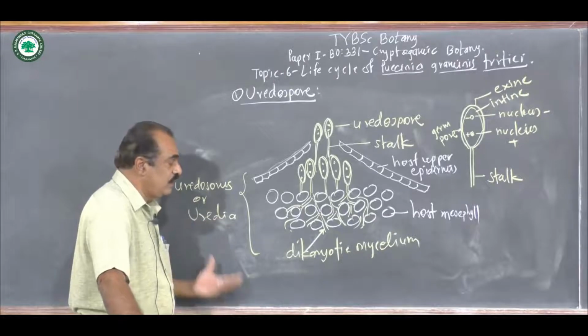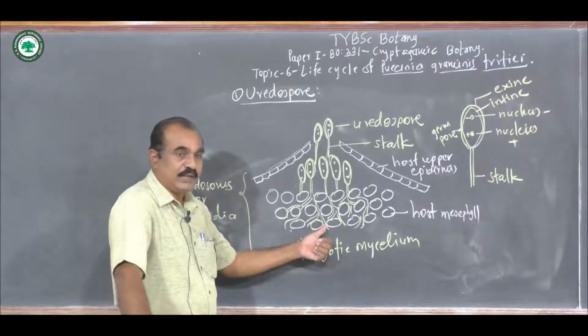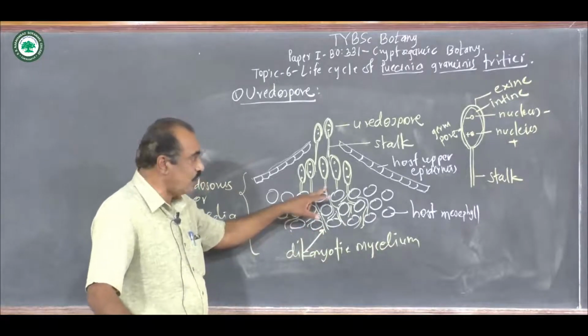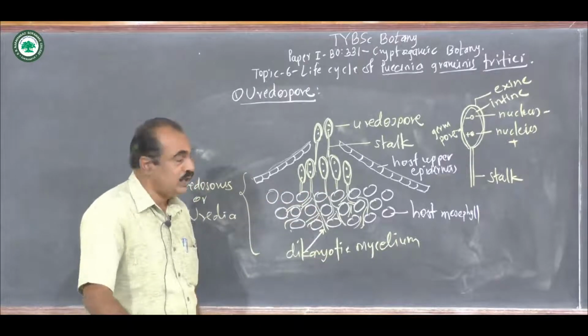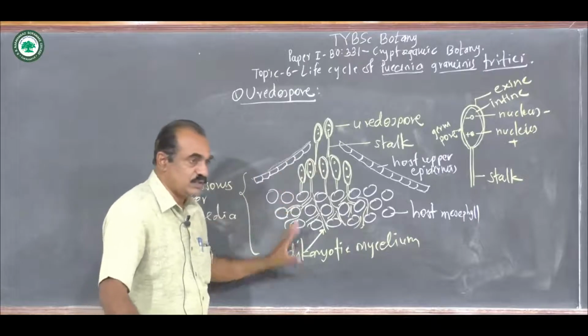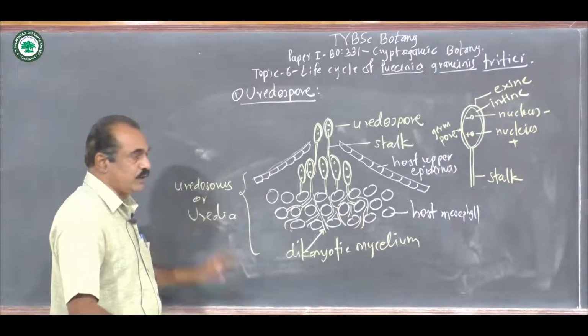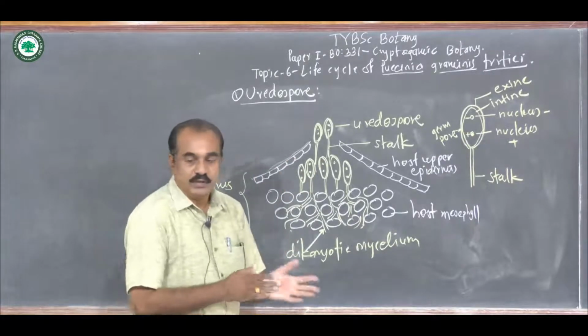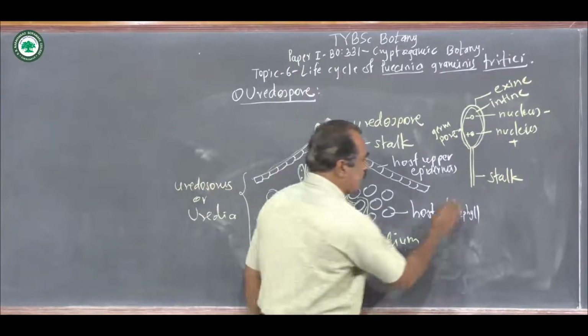Now, there is a very large amount of dikaryotic mycelium, then a stalk, which is also called the urediophore, and a very large number of urediospores. Combinedly, all this is called the uredosorus or uredia. Now, the structure of the urediospore. So, this is the urediospore.